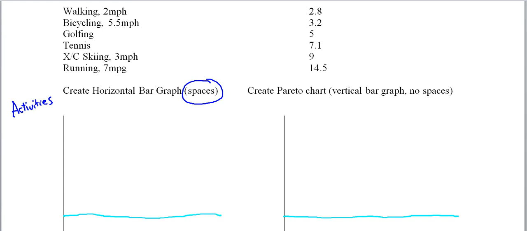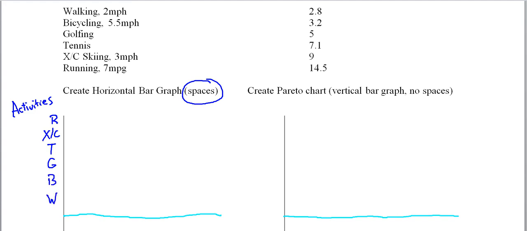Now, there are some discrepancies based on the books that they use, whether you go from high to low or low to high. I honestly would like you to keep them in one order or the other. I like to have them sorted from low to high or high to low, and I will do so from high to low in this case. So R will be for running. Cross country will be XC, the next most calories burned by the minute. And then we'll have tennis, then golfing, then bicycling, and then walking.